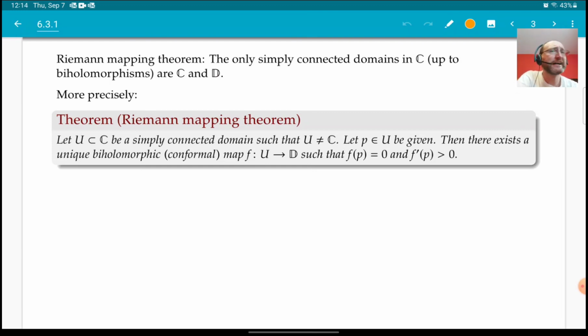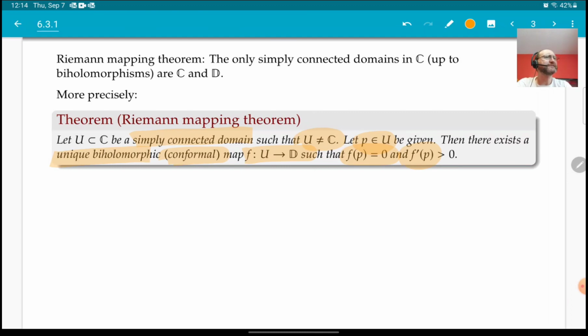So suppose that I have a simply connected domain U that is not the entire complex plane. The entire complex plane is simply connected, but let's suppose U is not that, it's any other simply connected domain, and let's pick a point P in U. Then there exists actually a unique biholomorphic, so we also call it conformal, map f from U to D, such that it takes P to 0 and the derivative is positive.